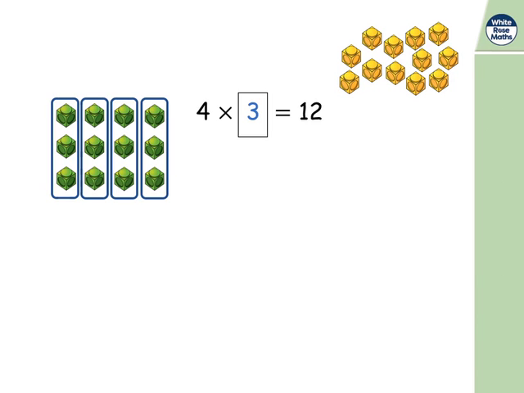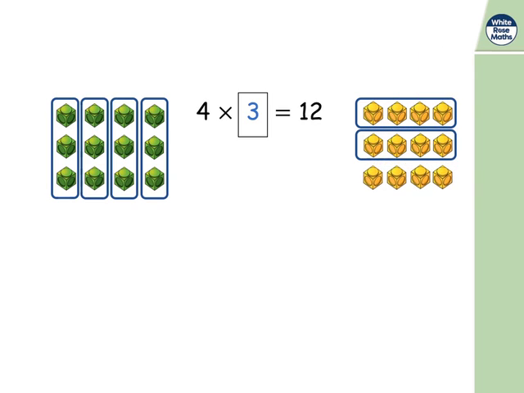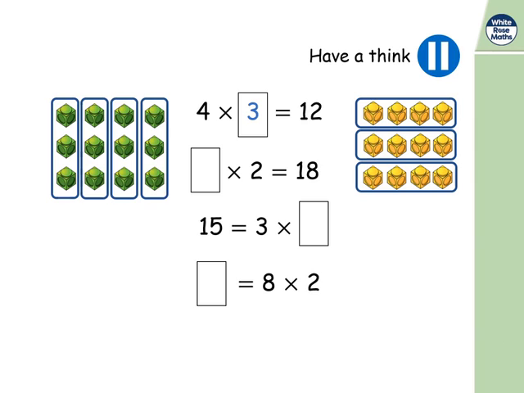But that's not the only way I can represent it. Here are 12 yellow cubes. If I'm thinking of this as 4 3 times, I could have 1 group of 4, 2 groups of 4, 3 groups of 4. And now I've got 4 3 times. Here are some further calculations to have a go at. Can you use some cubes or some small objects and see if you can work out the numbers which go in the missing spaces? Pause the video to have a go.